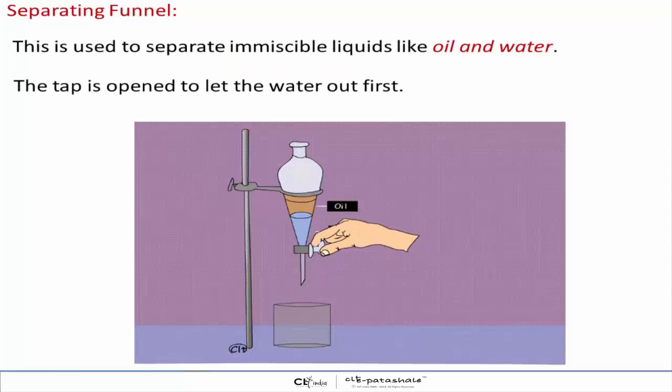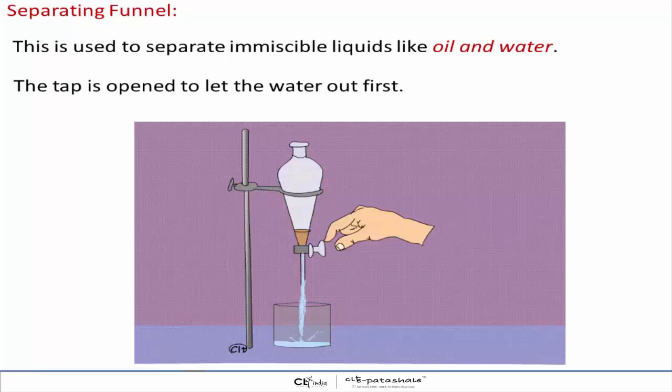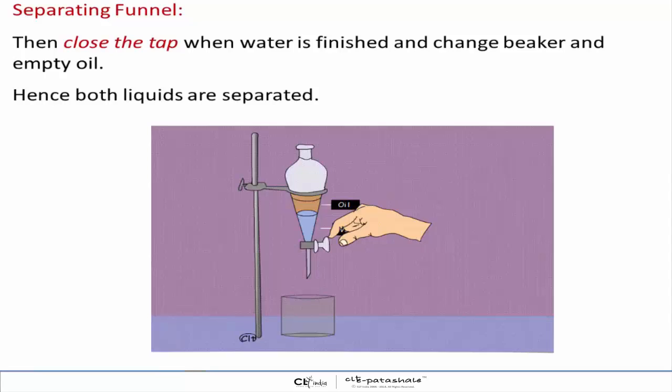This is used to separate immiscible liquids like oil and water. The tap is opened to let the water out first, as we saw. Then close the tap when the water is finished, change the beaker and empty the oil. Hence both liquids are separated.